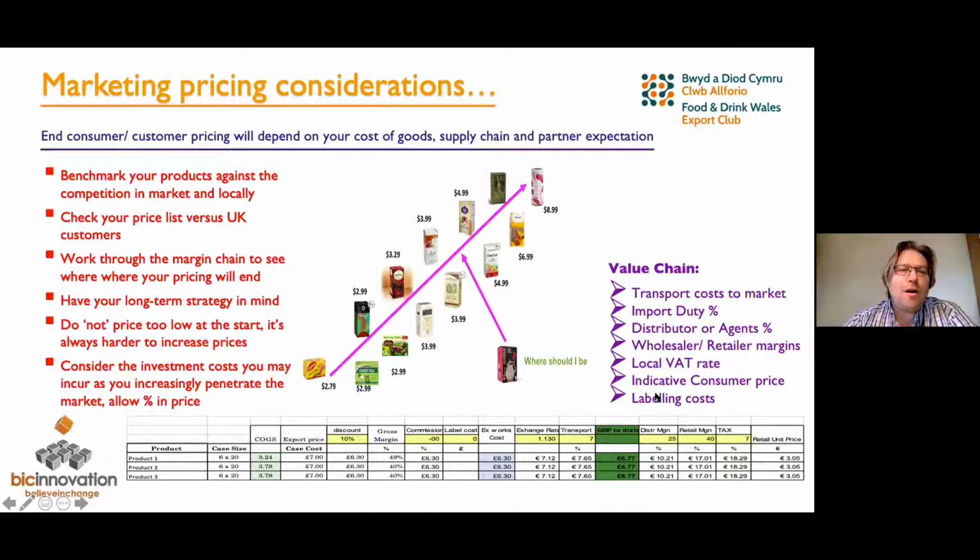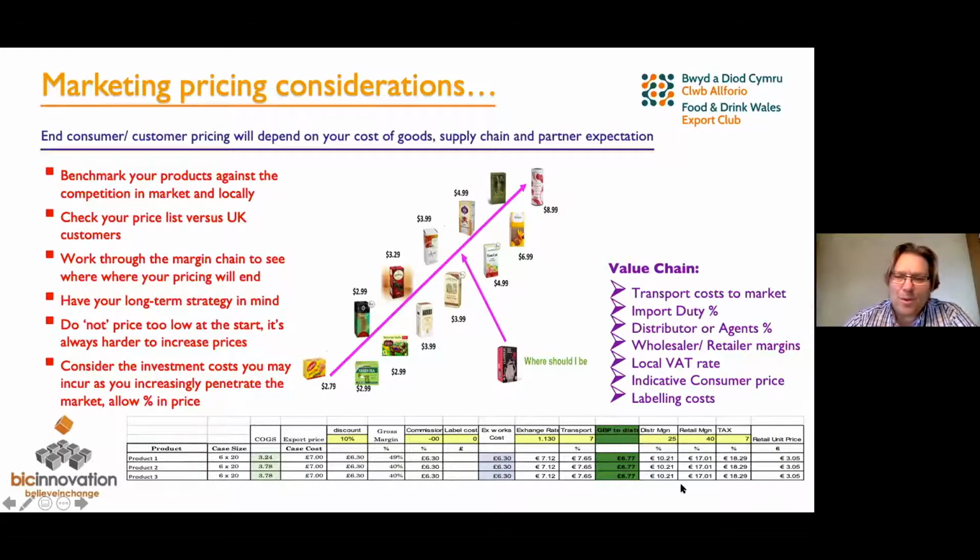So in terms of market pricing considerations, you need to think about what that end customer price is going to be, and that will depend on your own cost of goods, the supply chain that you put in place, and also what the partner expectations are in terms of their margins, be it a retailer, a distributor, or an agent. You need to be able to work that out.